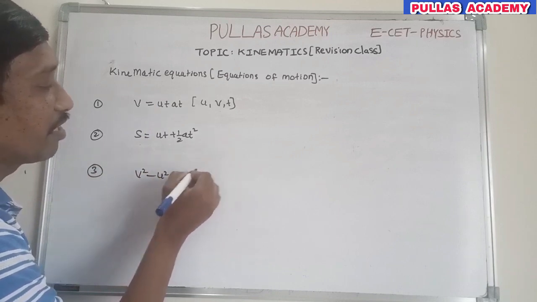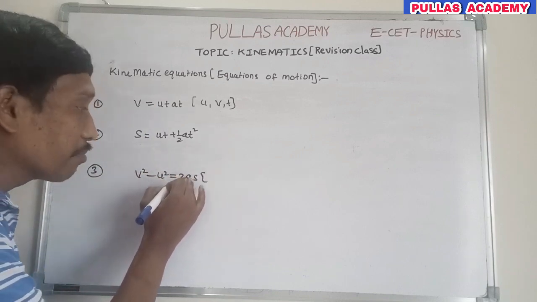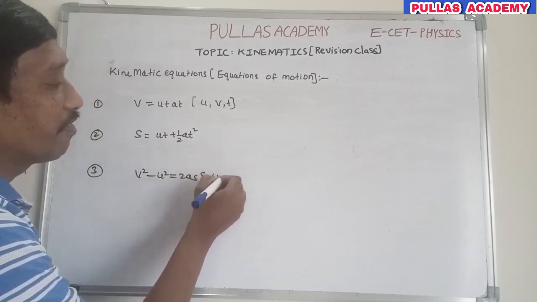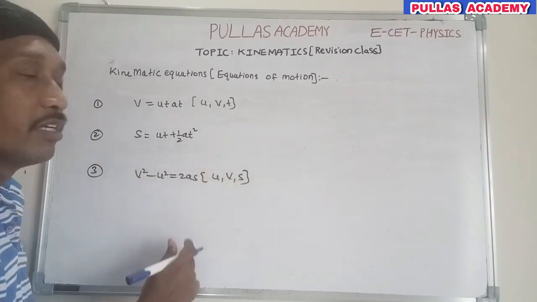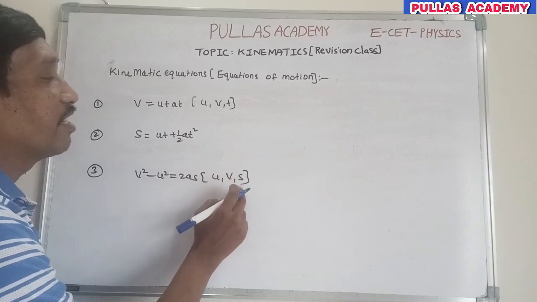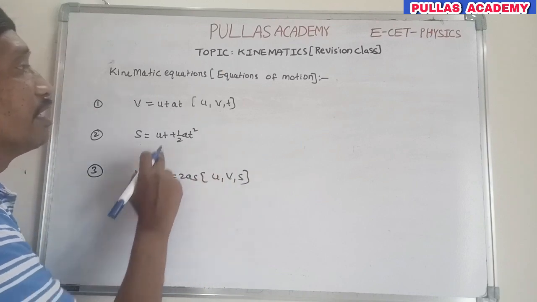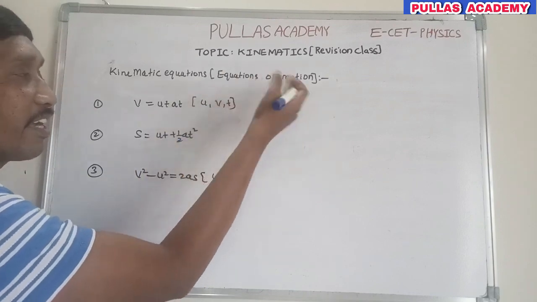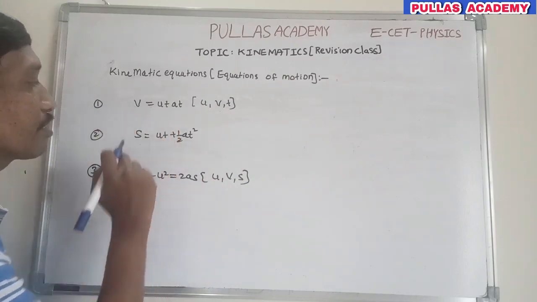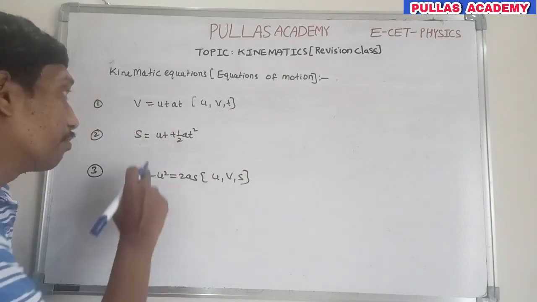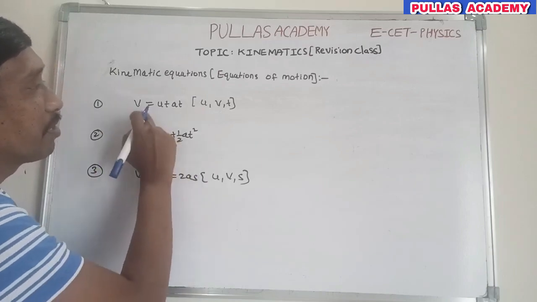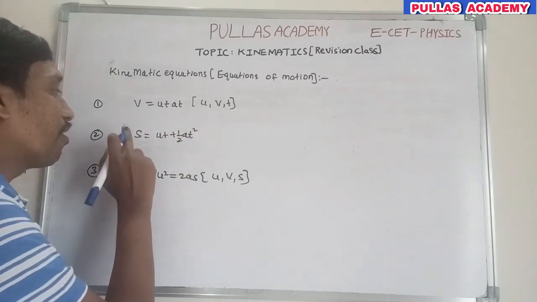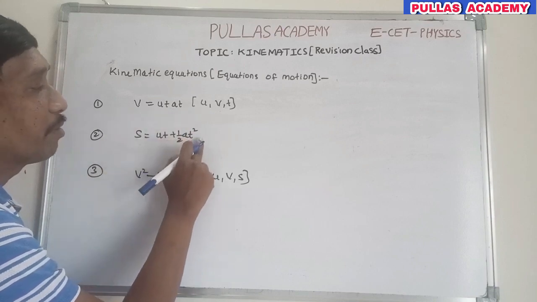This is also the final velocity of the body in terms of displacement. If the given data has u, v, s, and acceleration is common in any question, then use this one. If the given data has u, v, t and acceleration is common, then use the first kinematic equation. That's the difference. This equation is velocity in terms of displacement, while the first is velocity in terms of time.